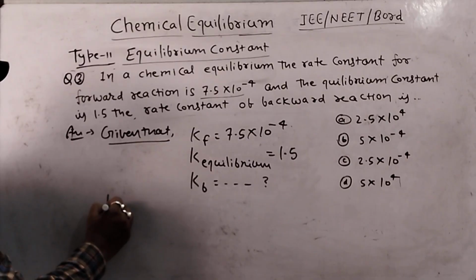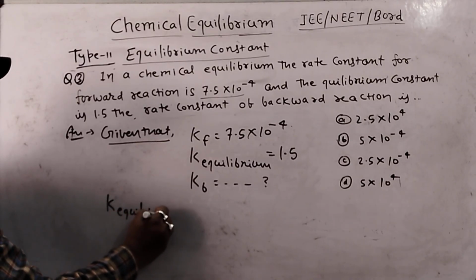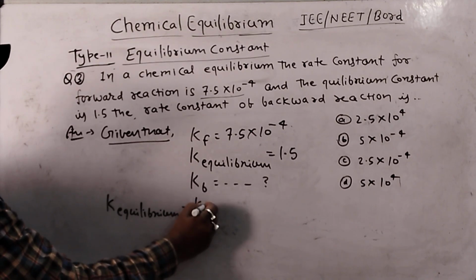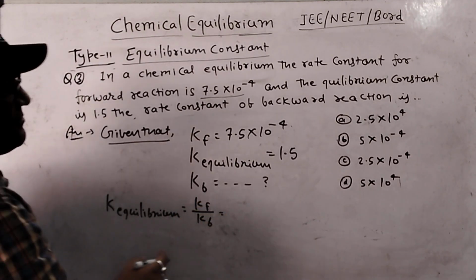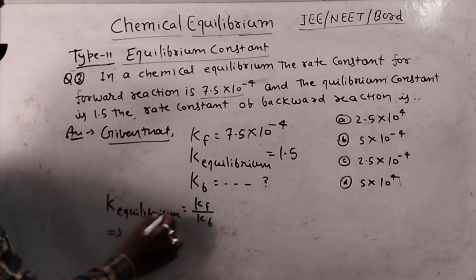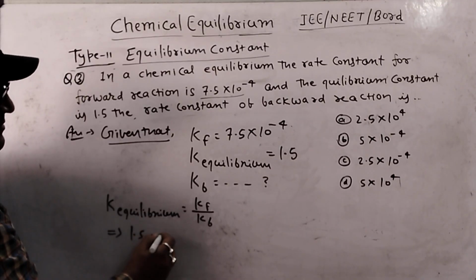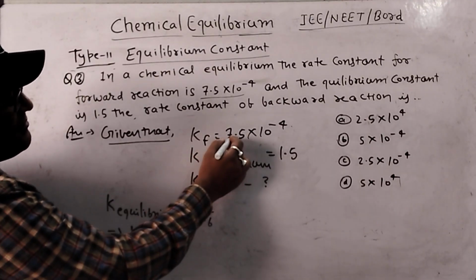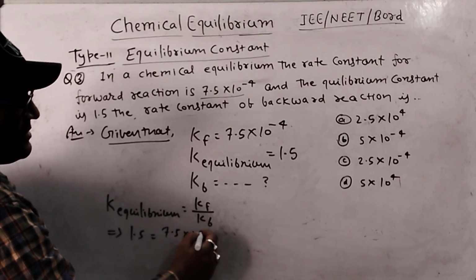Now the equilibrium constant is equal to the constant of forward reaction divided by the constant of backward reaction. Now we can solve this question. Value of equilibrium constant is 1.5 and the constant of forward reaction is 1.5 into 10 to the power minus 4.